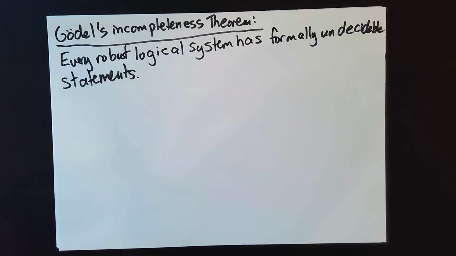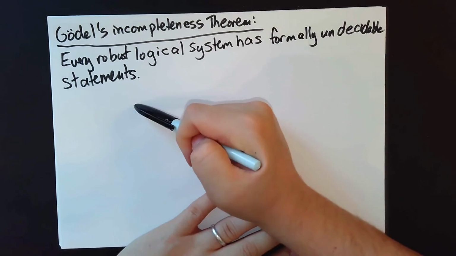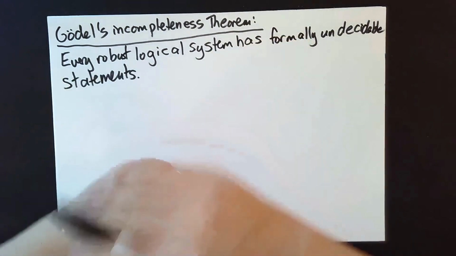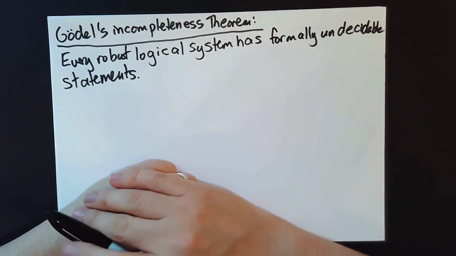Gödel's incompleteness theorem says that every robust logical system has formally undecidable statements. Where, remember, formally undecidable statements means statements which can neither be proven nor disproven, or neither their statement nor their negation is provable within your axiomatic system.